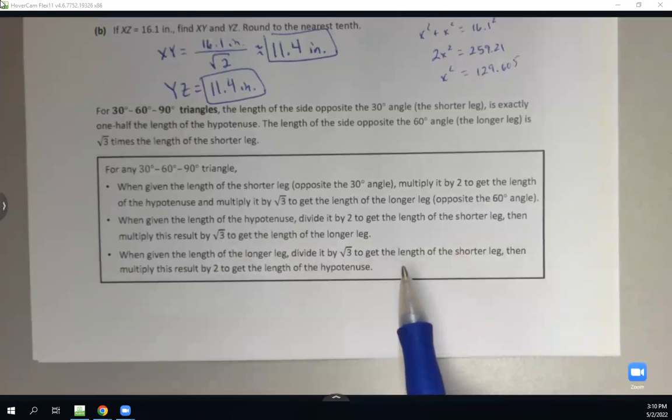So if you're given the shorter leg, you can find the hypotenuse and the longer leg pretty much directly, okay? If you're given the hypotenuse, find the shorter leg and then use the shorter leg to find the longer leg. If you're given the longer leg, find the shorter leg and then use the shorter leg to find the hypotenuse. So the key is to find the shorter leg, okay?